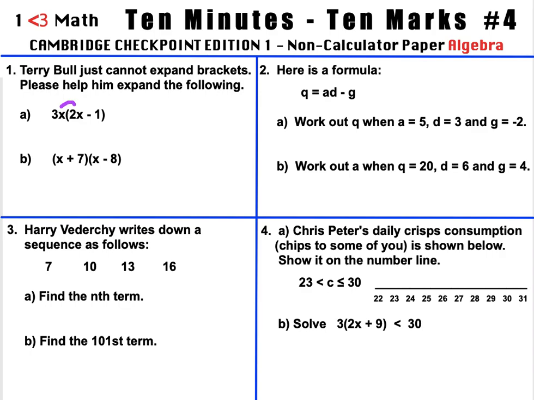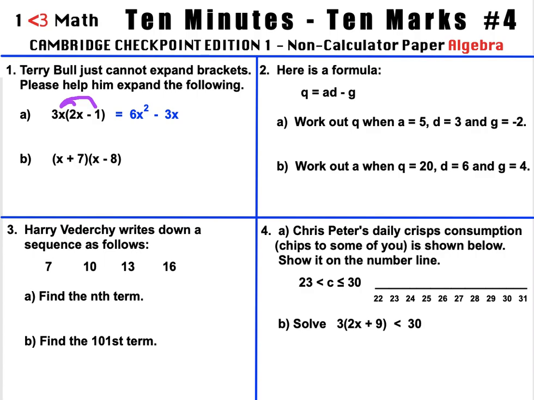So we start with the numbers, the coefficient. 3 times 2 is 6. And x multiplied by x is x squared. We're also going to do 3x multiplied by minus 1. 3x times by 1 is just 3x. 3x multiplied by minus 1 is minus 3x. So that would be the first solution.